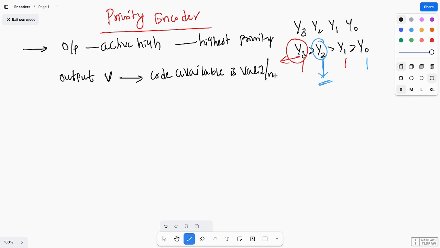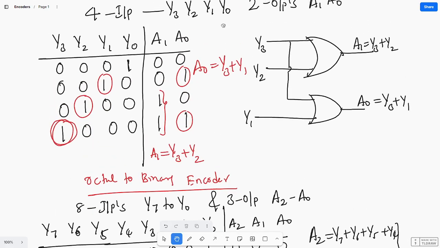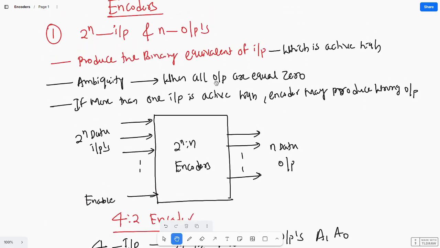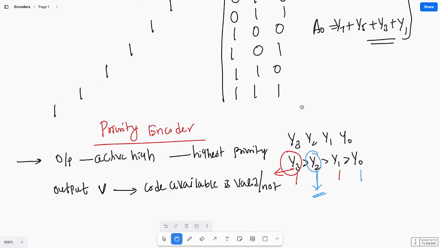We saw the two ambiguities in the encoder, no? What are the disadvantages we saw? Here, two ambiguities are there, one of which is when all outputs are equal to 0. This we can overcome by using the output V, the valid output, which always checks whether the outputs are valid or not. And next, when more than one input is active high, the ordinary encoder will produce the wrong output, but here it gives the output based on the priority level only.